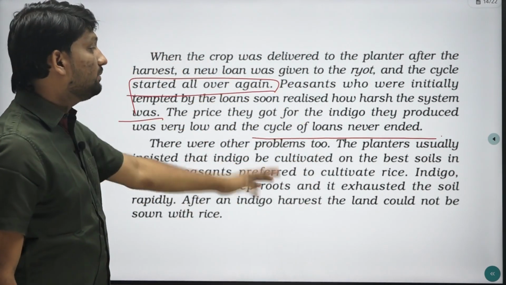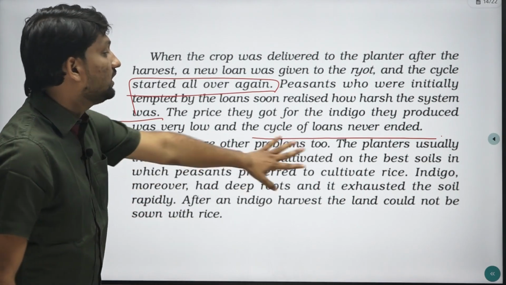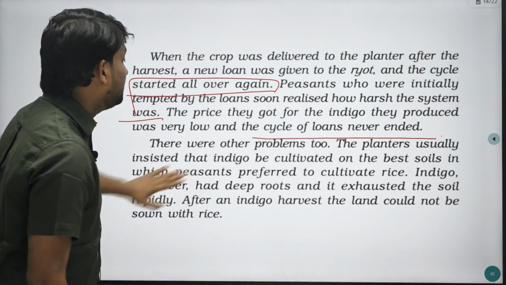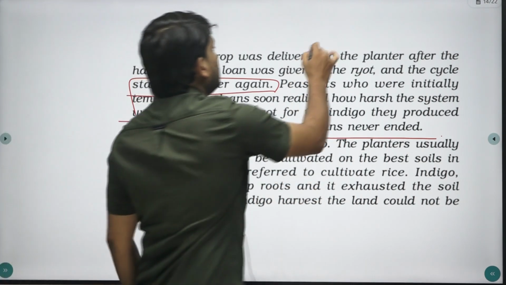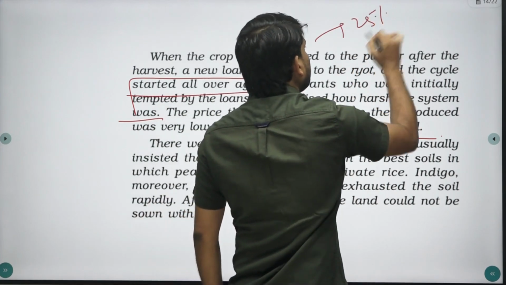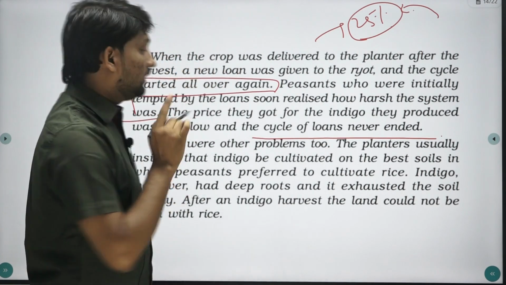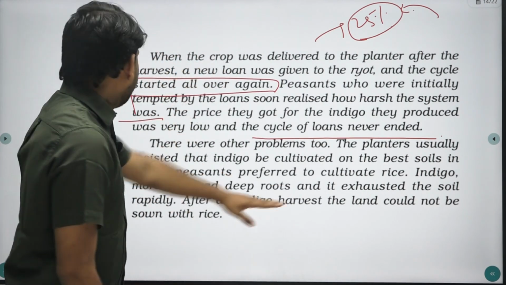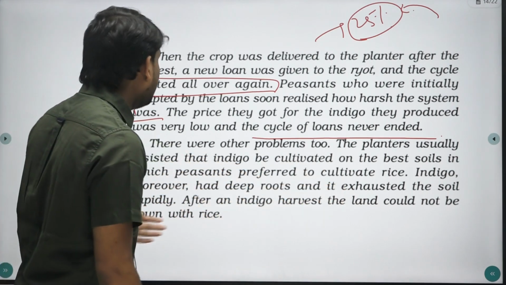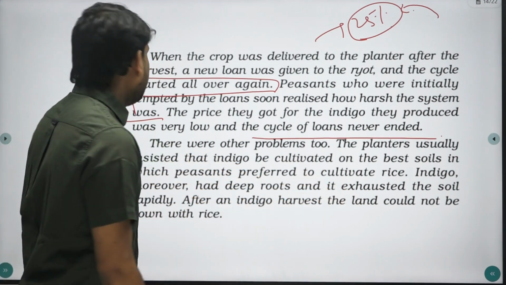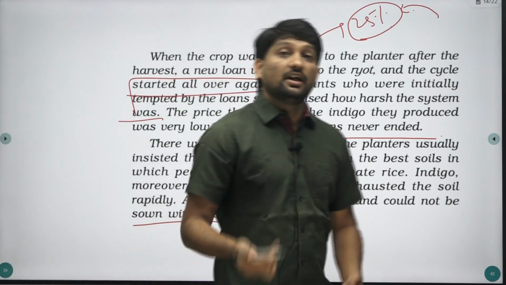There were other problems too. The planters usually insisted that indigo be cultivated on the best soil, on which peasants preferred to cultivate rice. They forced them not only to cultivate indigo on 25% of the land, but that 25% should be the most fertile land. Indigo, moreover, had deep roots and it exhausted the soil rapidly. After an indigo harvest, land could not be sown with rice. So that was the problem with Ryoti cultivation.